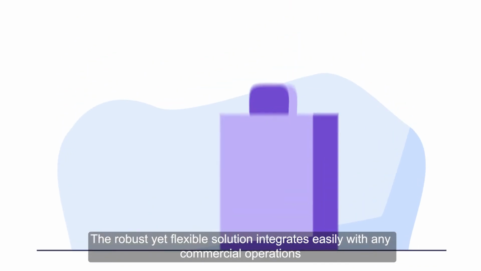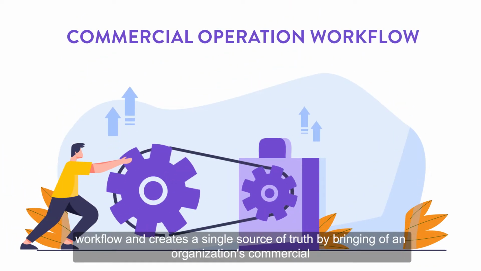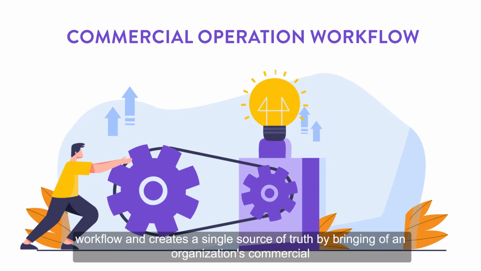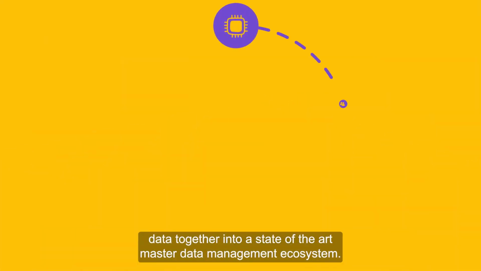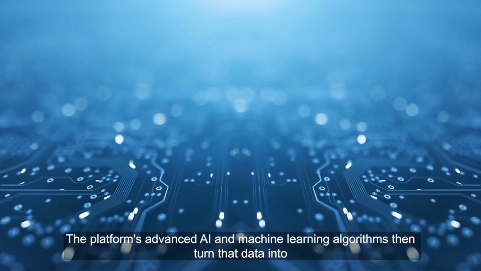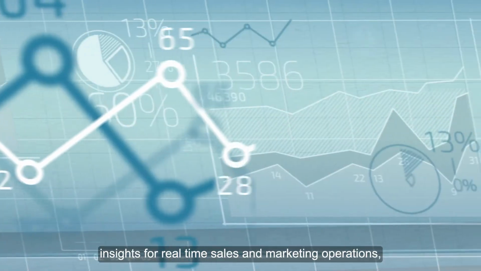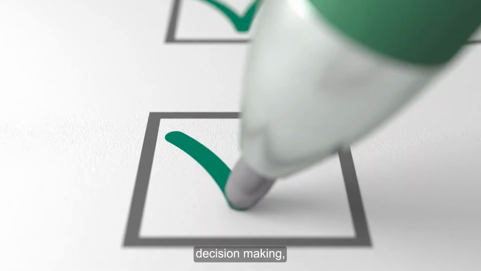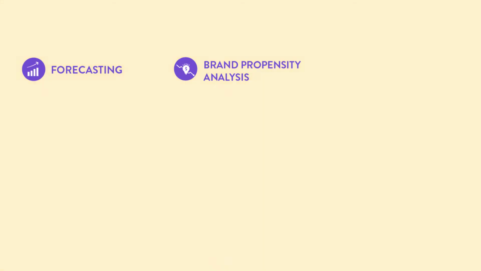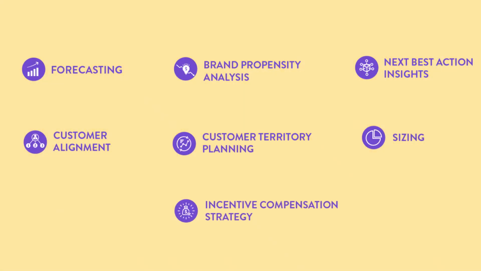The robust yet flexible solution integrates easily with any commercial operations workflow and creates a single source of truth by bringing all of an organization's commercial data together into a state-of-the-art master data management ecosystem. The platform's advanced AI and machine learning algorithms then turn that data into insights for real-time sales and marketing operations decision-making, including forecasting, brand propensity analysis, next best action insights, customer alignment, territory planning and sizing, and incentive compensation strategy, and much more.